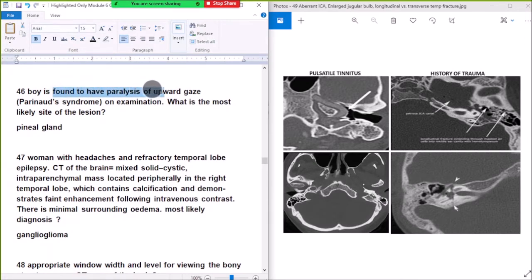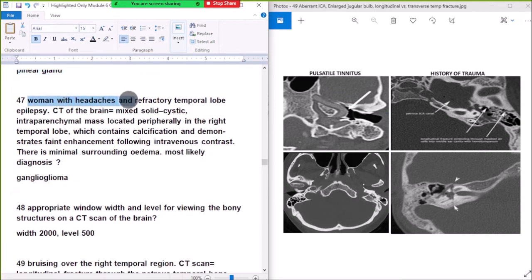A patient is found to have paralysis of upward gaze, Parinaud syndrome, on examination. What is the most likely site of the lesion? Pineal gland.